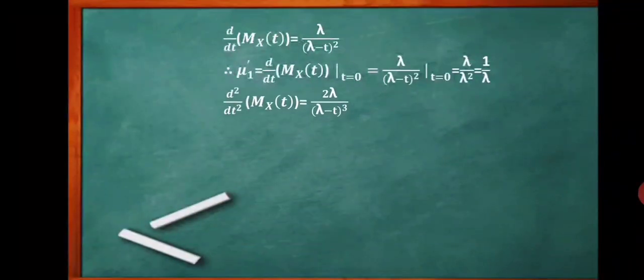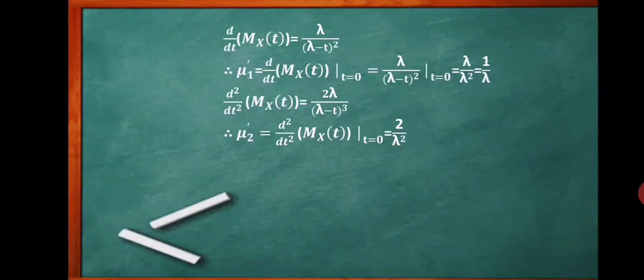Now similarly find the second order differentiation of M x of t, that is equal to 2 lambda by lambda minus t whole cube. Similarly as we substituted t equal to 0 in the before equation, here also I am substituting t equal to 0, which is denoted by mu 2 dash, that is equal to 2 lambda by lambda minus 0 whole cube. If you simplify this we get the answer 2 by lambda square. Now mean is nothing but mu 1 dash, the answer already we found, that is 1 by lambda.